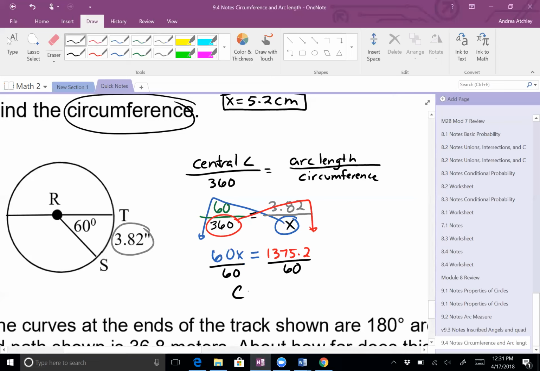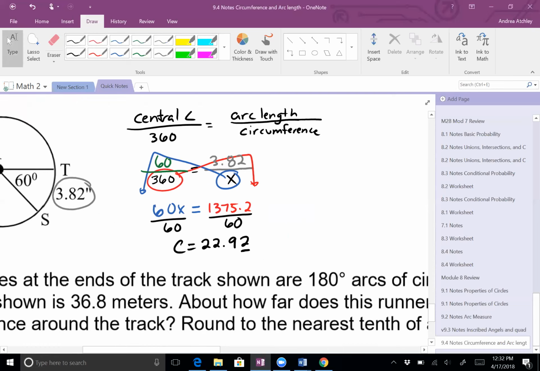Okay, so the circumference of my circle is 22.92. Does the 2 make the 9 move up? Nope. So my circumference is 22.9. What do those two little marks mean? Inches. Any questions over that? Okay, next one.